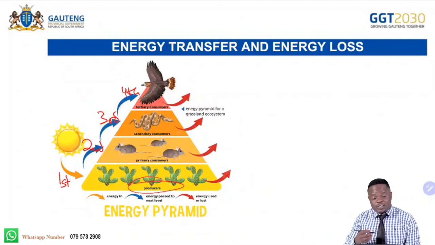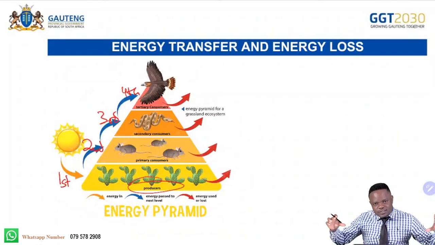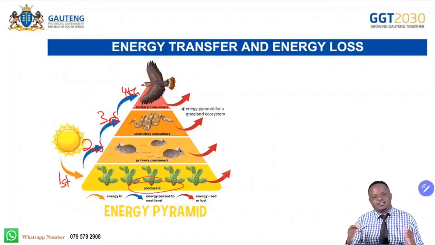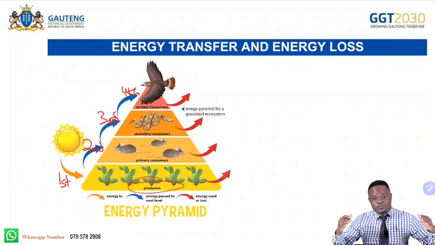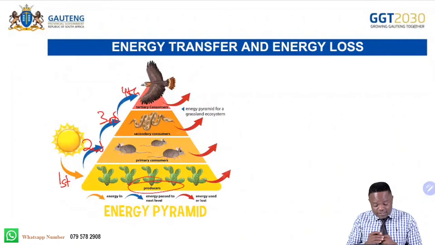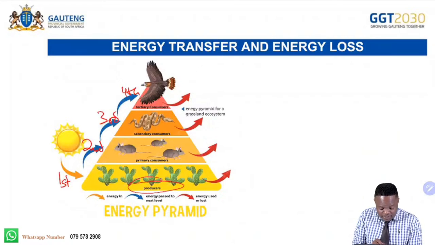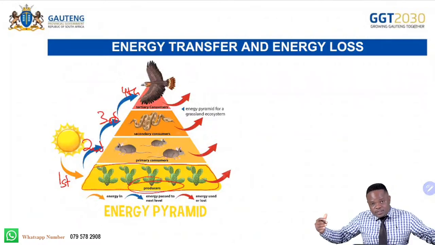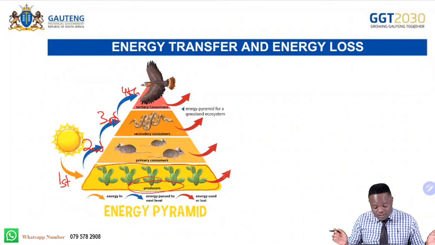This shows the amount of energy at each trophic level. It is not just a shape that we want to enjoy because it's a pyramid. It looks like a triangle for a reason. That shape is showing us the energy distribution at each level. So the first trophic level has a bigger base, showing us there is a lot of energy in the producers. Then we go to the primary consumers. They have less energy compared to the producers.